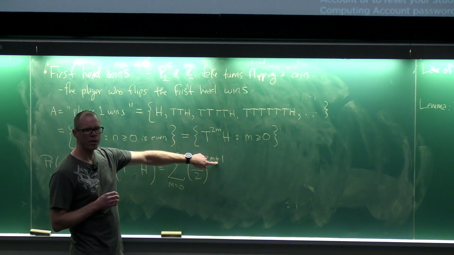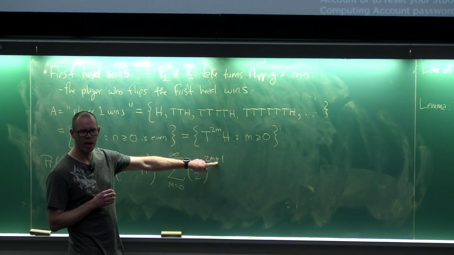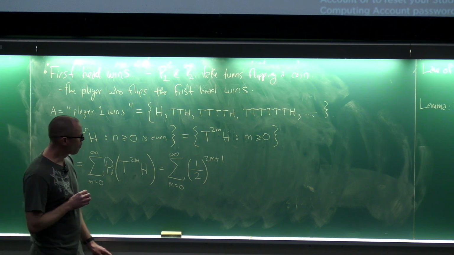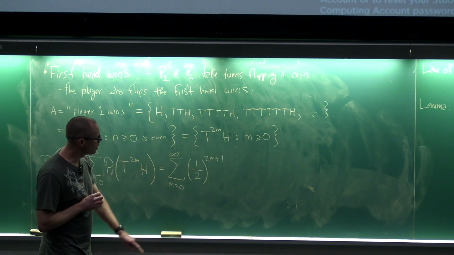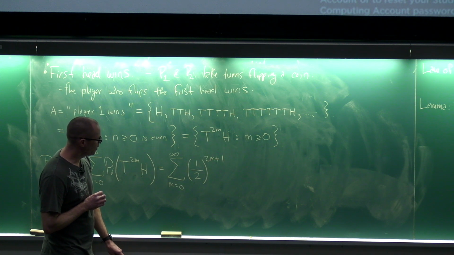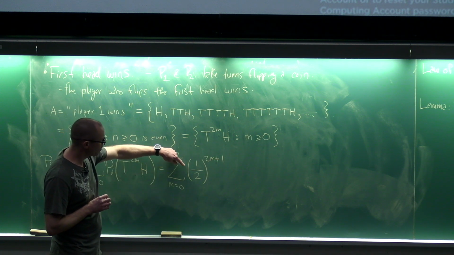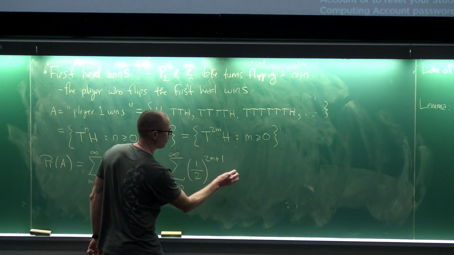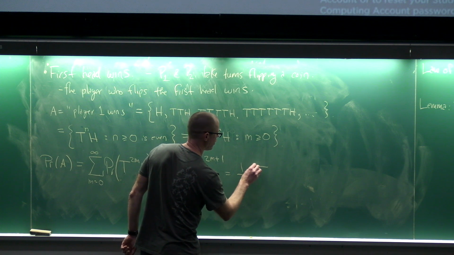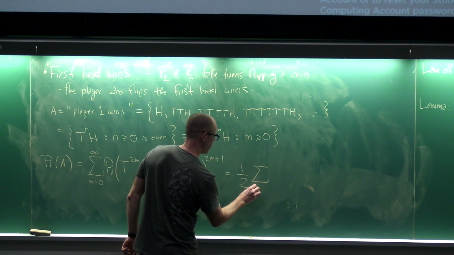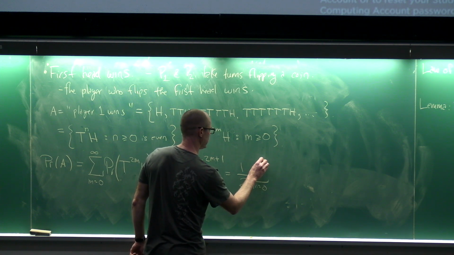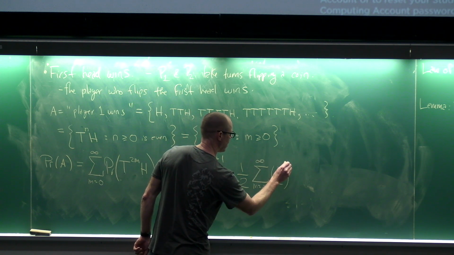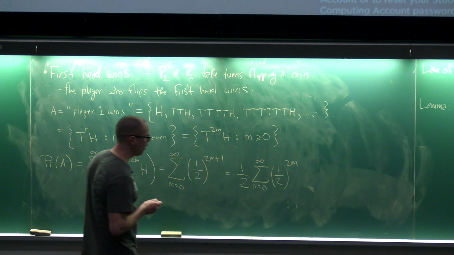These plus 1s up here are kind of annoying and irrelevant anyway, so let's do what we did before. This really just means 1/2 times this sum, but only up to 2m. So that's 1/2 times the sum, m equals 0 to infinity of 1/2 to the 2m.